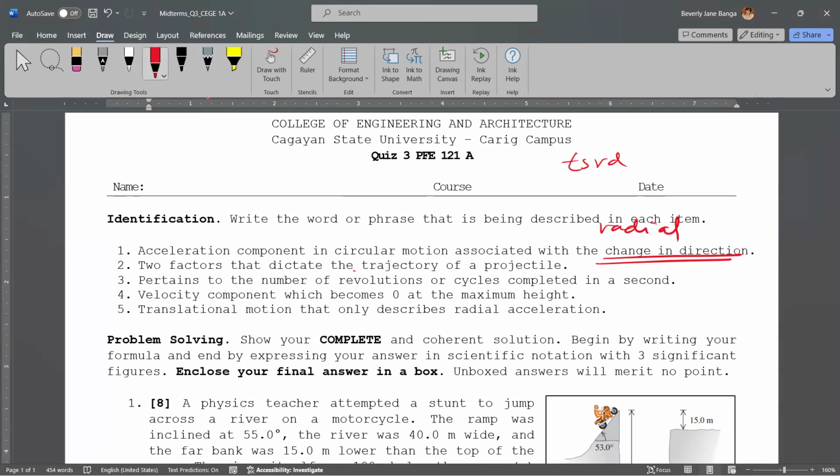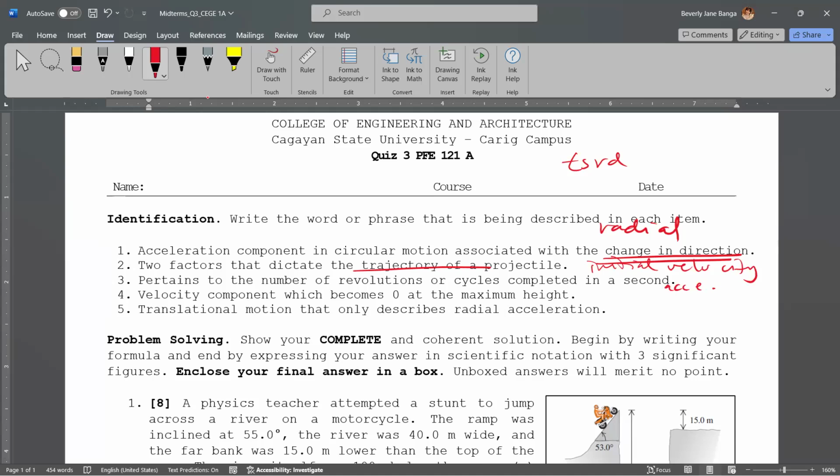Two factors that dictate the trajectory. This is initial velocity and acceleration due to gravity. Okay, sasabihin ko na lang yung sagot. Number 3 pertains to the number of revolution per, completed in seconds. So, revolution per second, revolution per minute, that is your rotation rate or frequency. Okay?